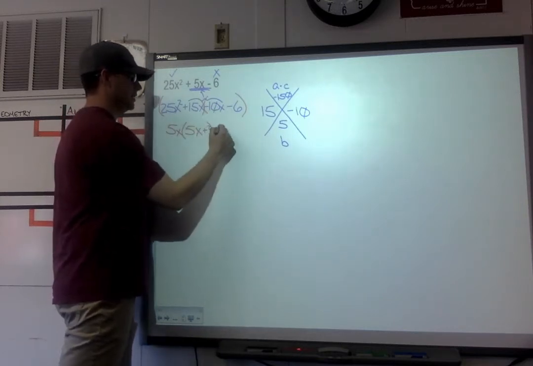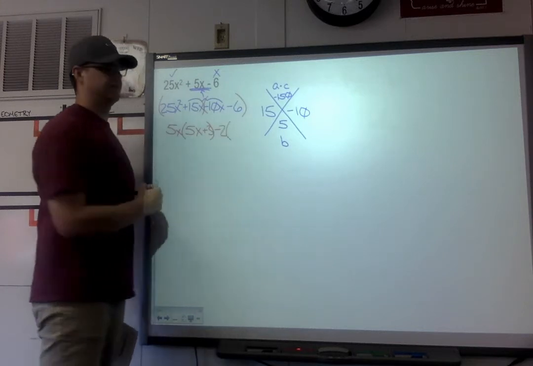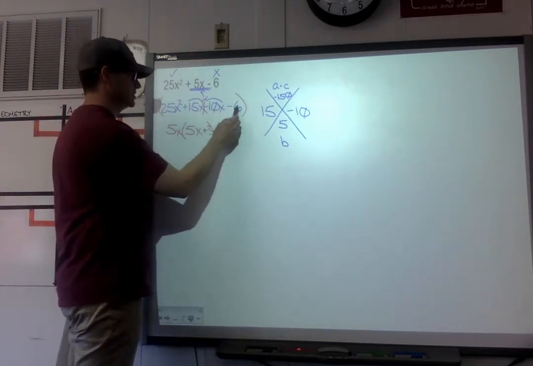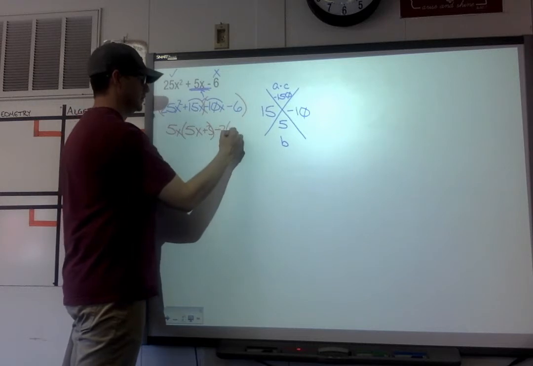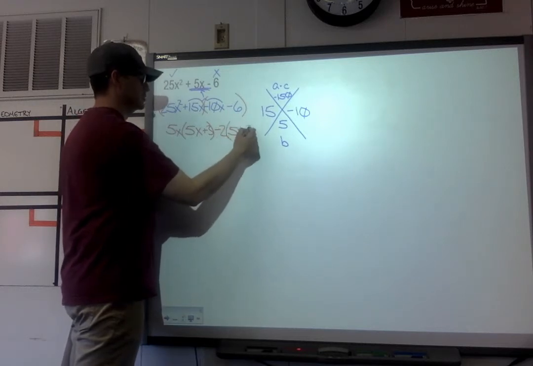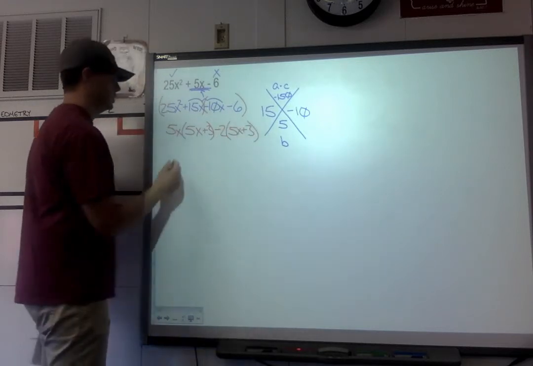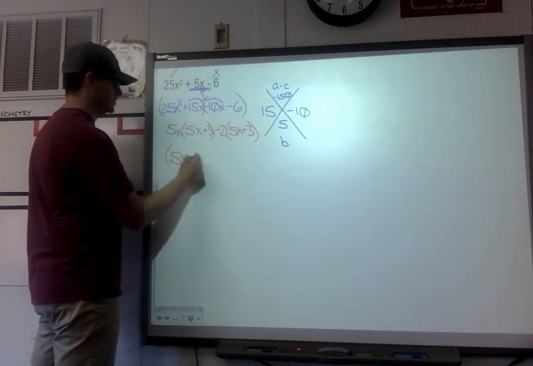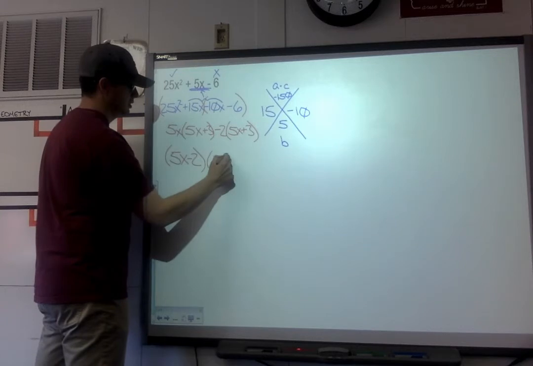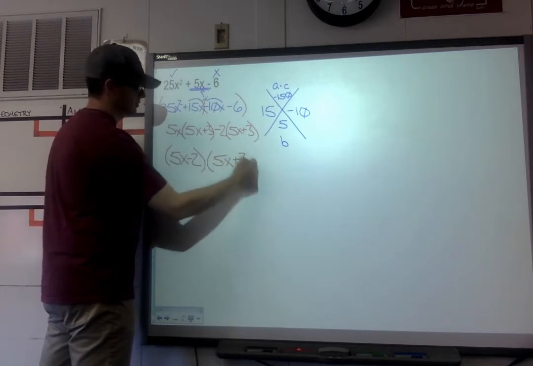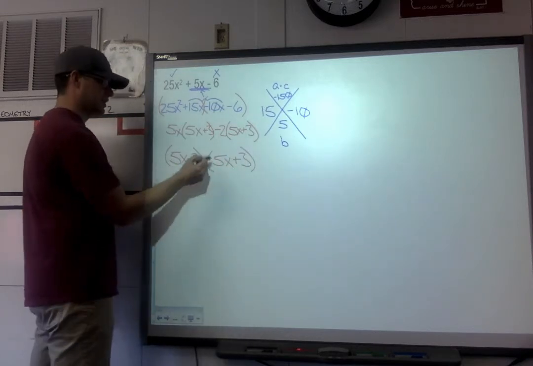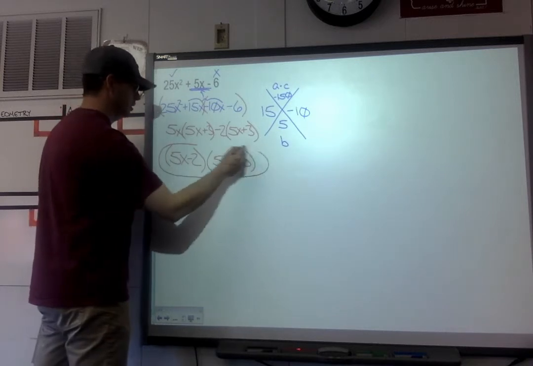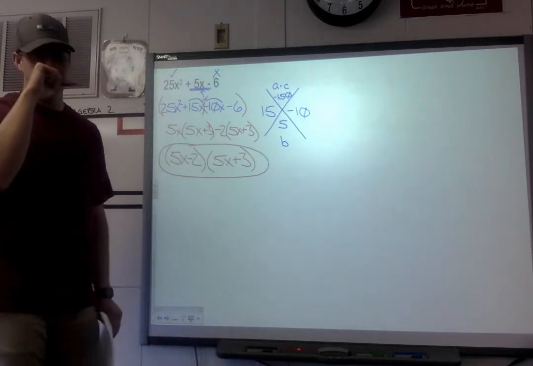Here I can take out a 2. Since I'm factoring out a negative, it'll change the sign of both of these. I'm left with 5x plus 3. So now my factored form will be 5x minus 2 times 5x plus 3. Neither of these can be factored any further, so that would be my final answer.